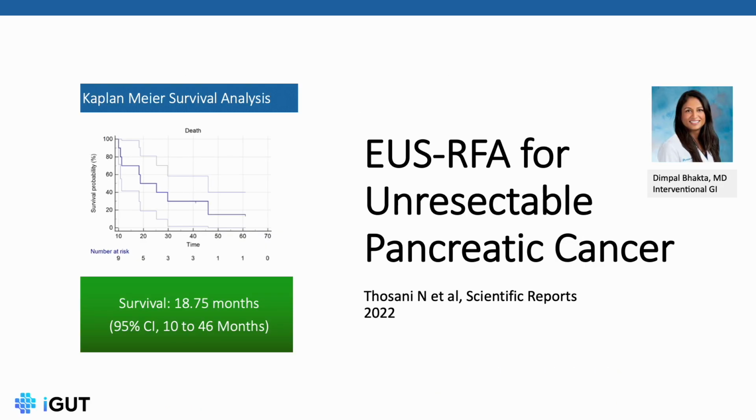So initially, 10 years ago, we published our first trial. This was a prospective, 10-patient feasibility study, where we had 10 unresectable and metastatic patients where we did EUS RFA with chemotherapy. We showed a survival of about 19 months, which was higher than what you would expect.